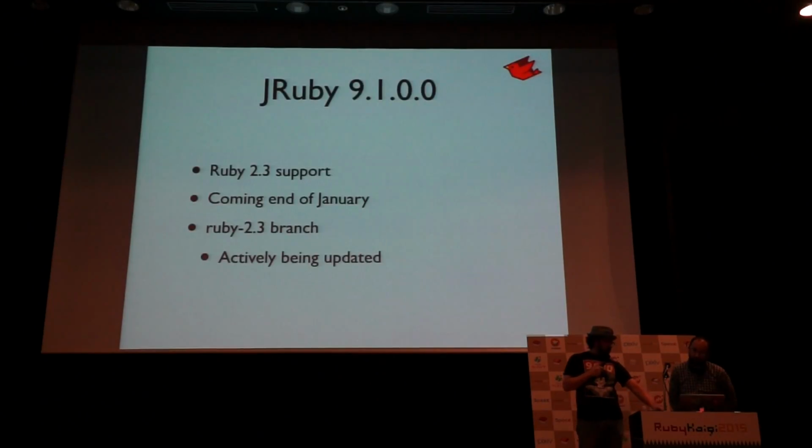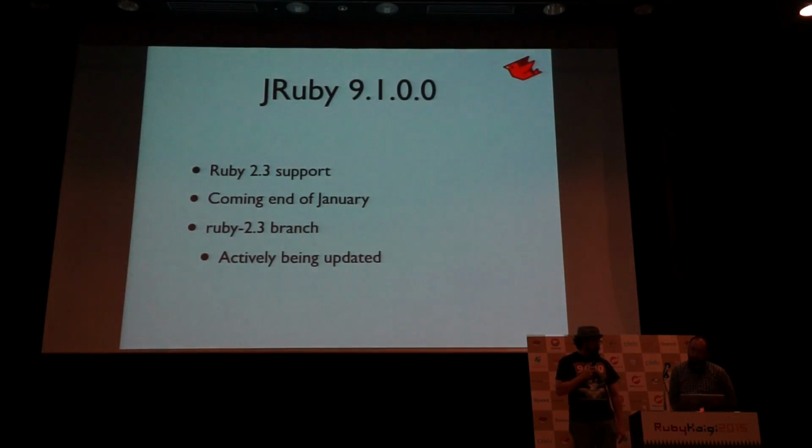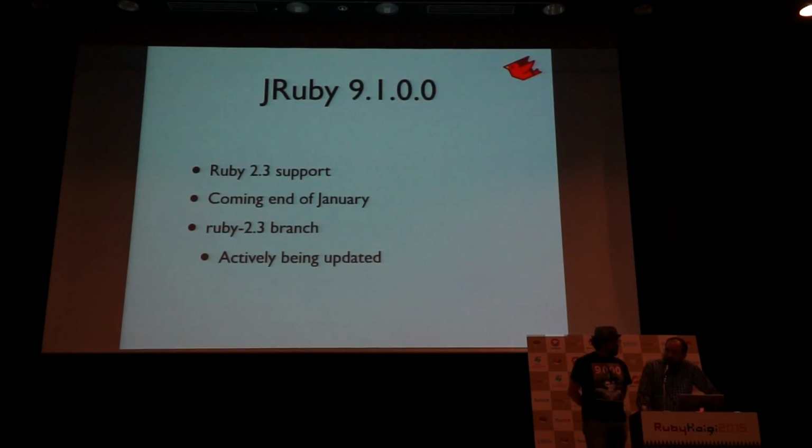And since we have a little bit of time, Tom will talk a little bit about the 2.3 work we're doing. I wish I would have put the issue number. We have a tracking issue on our GitHub project that lists the missing features and which features we have.